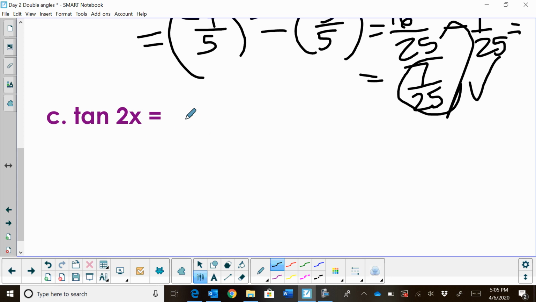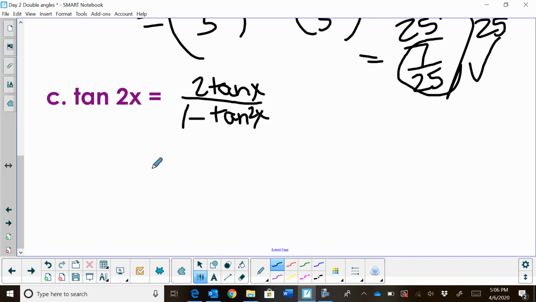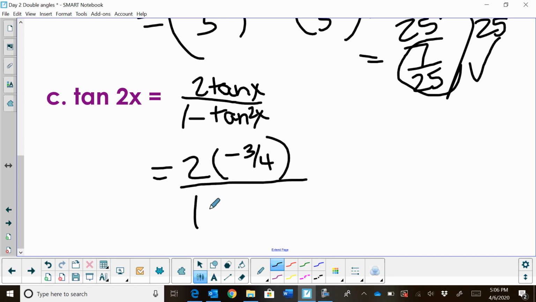Okay, now tangent, we're going to use our tangent formula. We're going to do 2 times the tangent of x, over 1 minus tangent squared of x. Now we haven't written the tangent yet, so let's go back, look at our triangle, and see what the tangent is. Okay, tangent is going to be opposite, which is 3, over adjacent, which is negative 4, so negative 3/4. So it's going to be 2 times negative 3/4 all over 1 minus the quantity negative 3/4 squared. And I say quantity because you have to be careful, you're squaring that negative value.